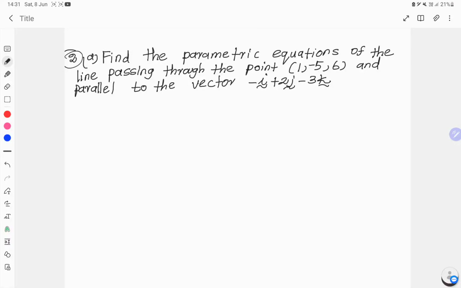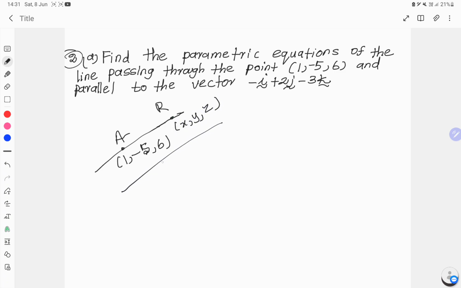Find the parametric equation of the line passing through the point and parallel to the vector. First we draw the line. This is passing through the point 1, minus 5, 6. We can write this one is the A point. Always we take a general point R. This is coordinate x, y, z.